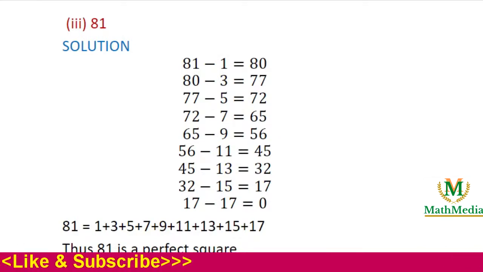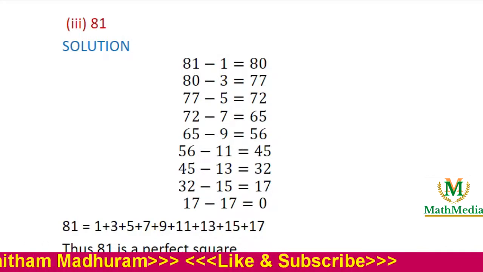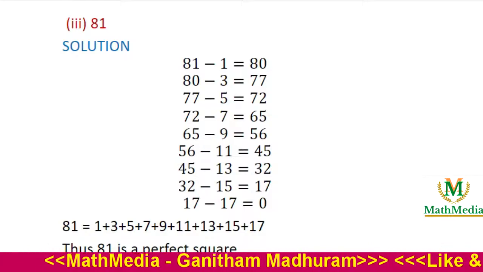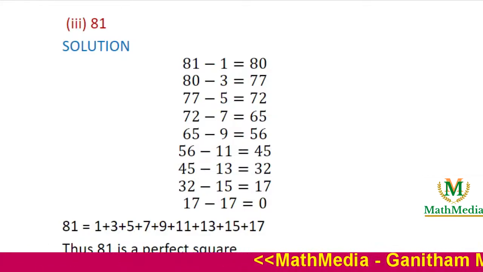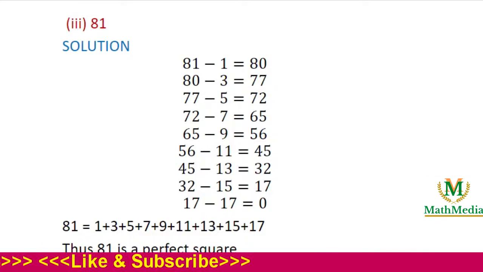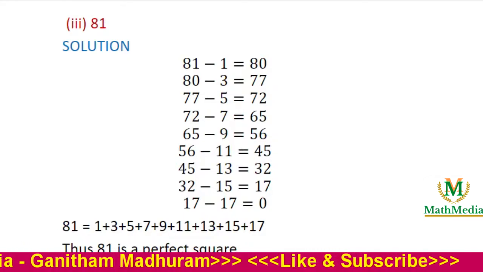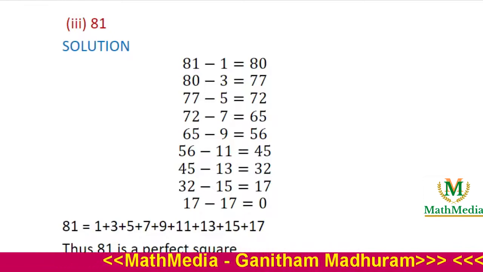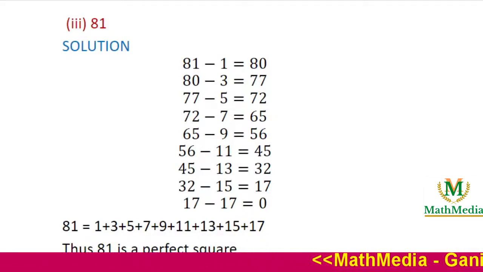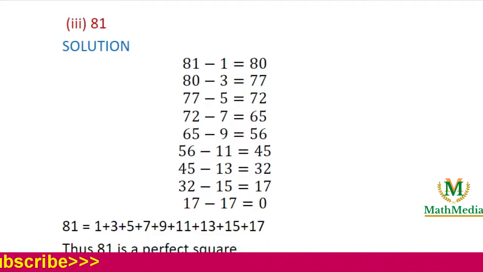Next is 81. Similarly we can do this one. 81 minus 1 equal to 80. 80 minus 3 equal to 77. 77 minus 5 equal to 72. 72 minus 7 equal to 65. 65 minus 9 equal to 56.